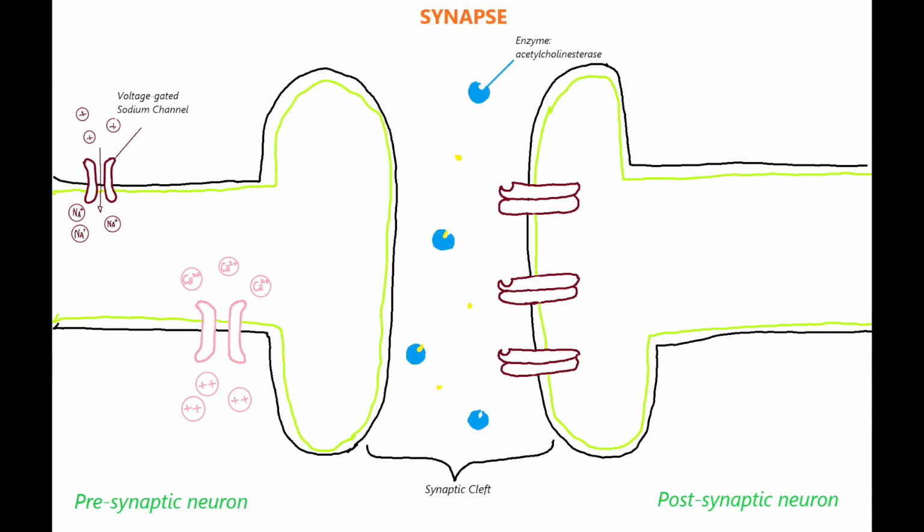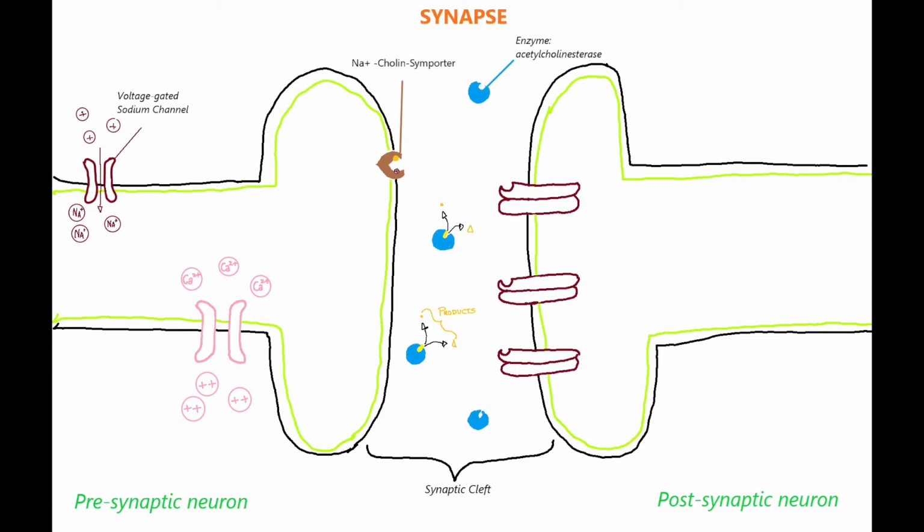Eventually, the signal transmission should end. Therefore, the neurotransmitters left in the synaptic cleft have to be degraded by enzymes. These enzymes are in this case also known as acetylcholinesterase. With no more neurotransmitters in the synaptic cleft, the ligand-gated channels close and no further depolarization of the postsynaptic neuron can take place.